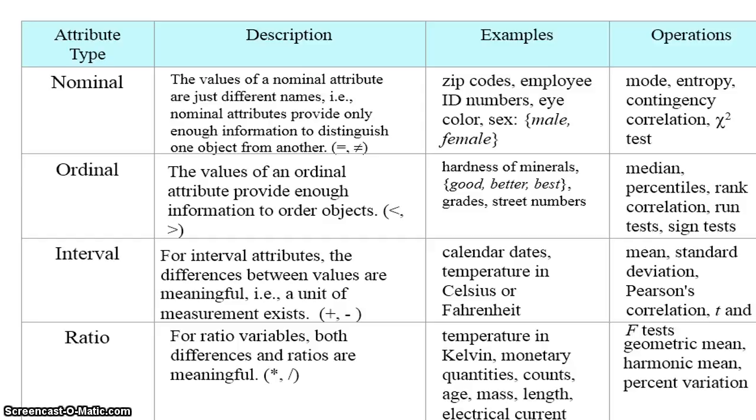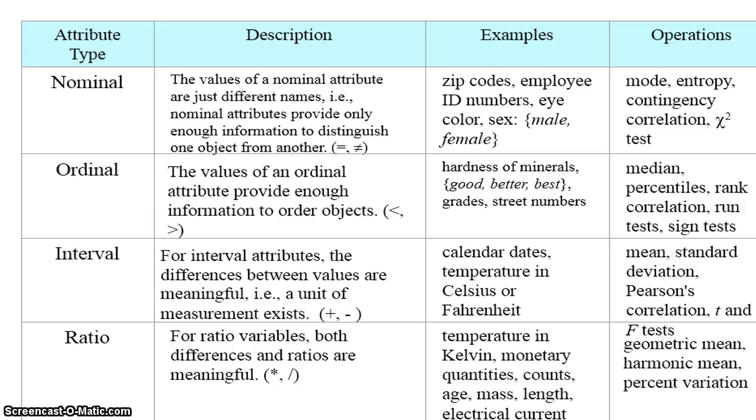Chi-squares test, and then ordinal, the values of an ordinal attribute provide enough information to order objects. For example, hardness of minerals, grades, street numbers. Operation that you can perform will be median, percentile, rank correlation, run test, and sign test, or significant test. And then interval.